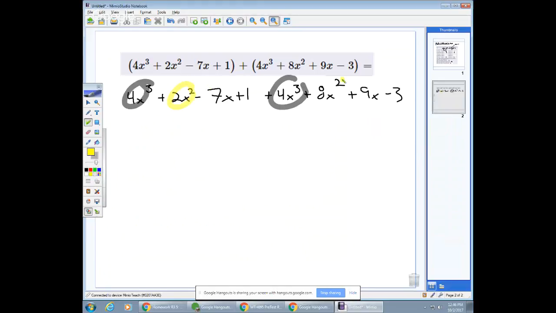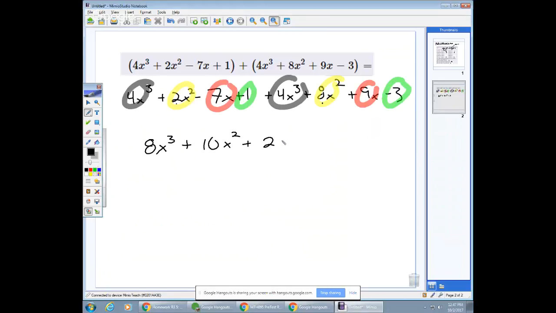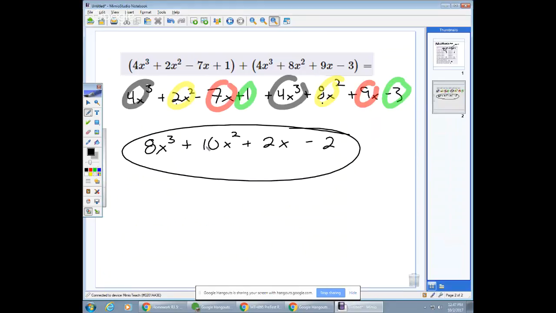The squared terms get added up, and these linear terms, and then the 0 power ones get to add up. So when I put all that together, I have altogether 8 of those x cubes. 2 and 8 means I'll have 10 of the x squareds. I'm losing 7 x's but gaining 9, so altogether I have 2 x's. I have 1, I lost 3, so I'm going to have a minus 2. So that would be the sum of those two there.